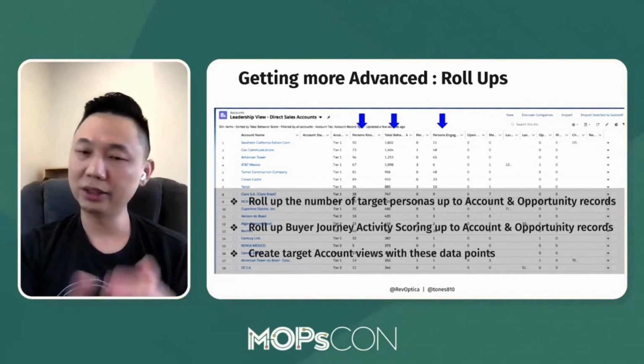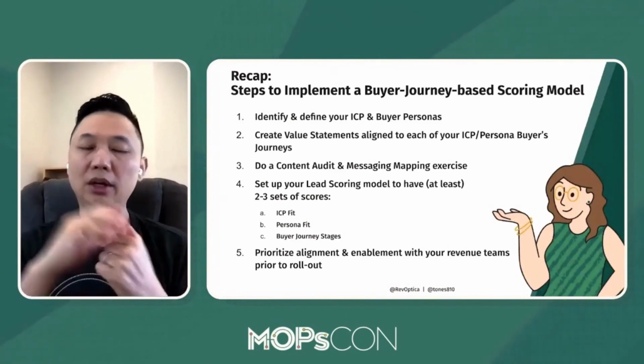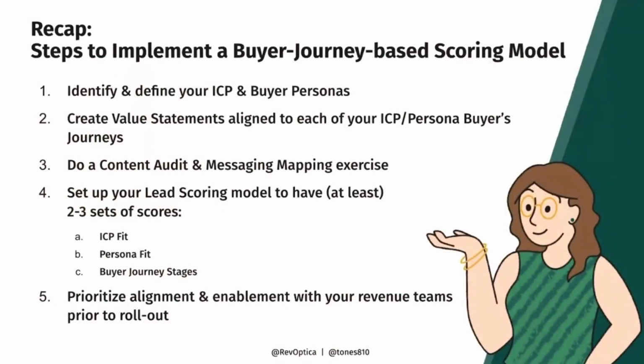But again, crawl, walk, run, got to get the basics down. Okay, so I know we went pretty long. As a recap, step number one, you got to identify and define your ICP and buyer personas. Step number two, you got to create these value statements to identify what are the key thoughts you want to instill for each of your buyer personas along each of the buyer journeys. Whatever framework you decide to use, if you choose to use ADA, that's fine. I just happen to like the Forrester, SiriusDecisions 6-stage model. I like that because it's much more prescriptive, and you want to be very prescriptive with the kind of messaging to guide your buyers down the buyer journey.